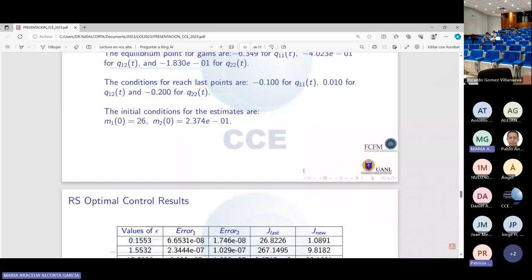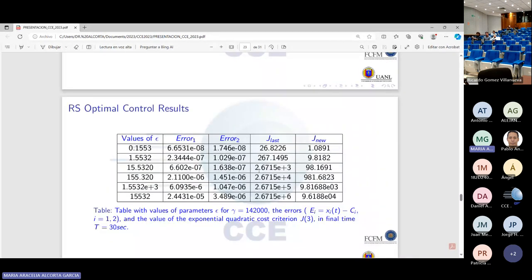And we have the results. In table one, you can see the values given to epsilon according to the bound of epsilon. Error one is with respect to X1 and the desired value for X1, and error two likewise. Then the exponential quadratic cost criterion, new and J last. J last was obtained taking the elements of matrix B, the coefficient of the control input, with values 0 and 1. The new form of matrix B now has values according to the mass of the pendulum and L, the length of the bar. You can see the values of the exponential quadratic cost criterion are less than J last, and the errors are small.